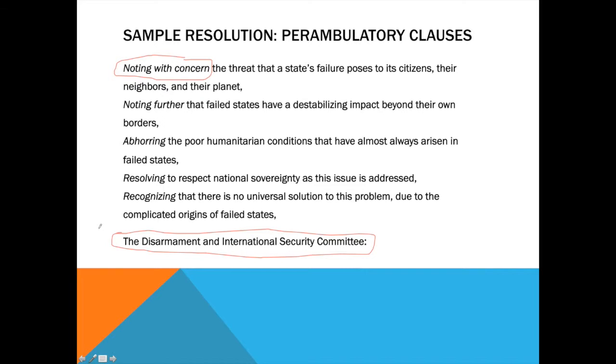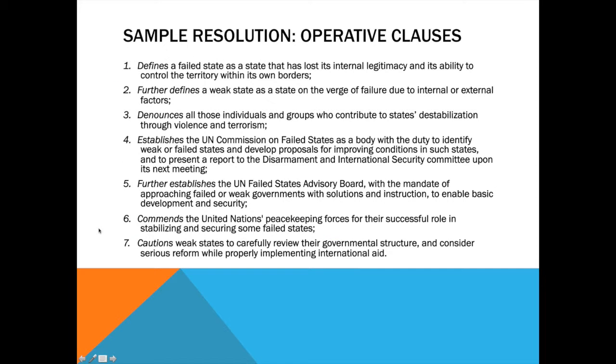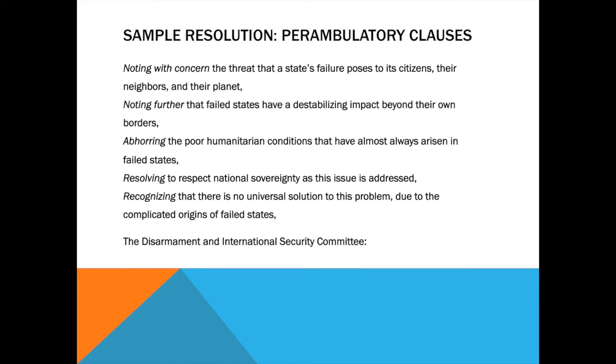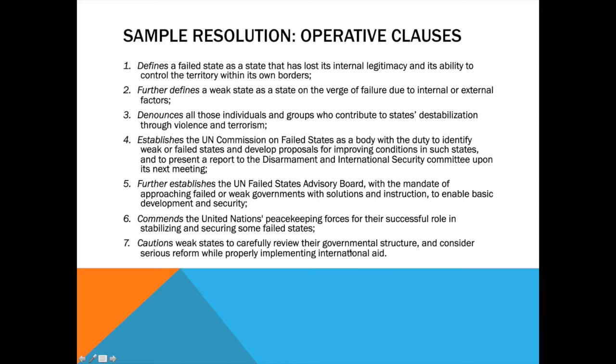For example, recognizing that there is no universal solution to this problem due to the complicated origins of failed states, the Disarmament and International Security Committee takes action. That's the combination that you should really be thinking about, and that's where resolutions really start to make sense. So here are your operative clauses. I'm not going to read these, but you can see that the operative clauses take action, and moreover, that if you read it in conjunction with the preambulatory clause and this little bit right here, the Disarmament and International Security Committee, it makes sense. It's actually a sentence.